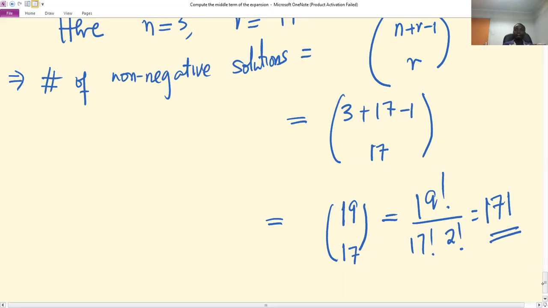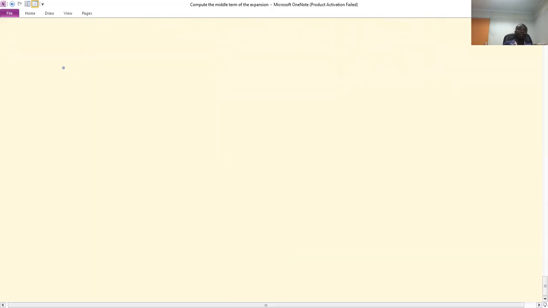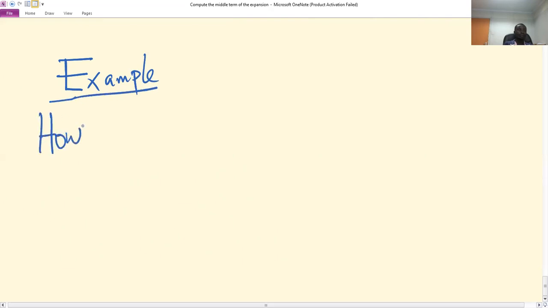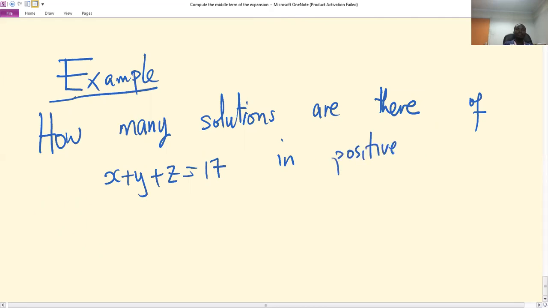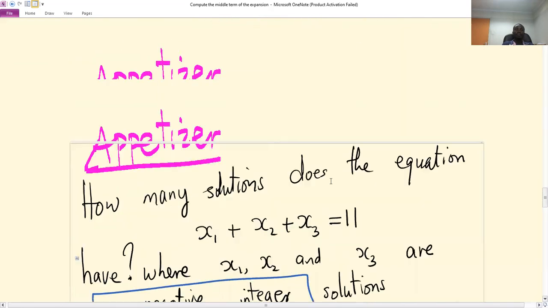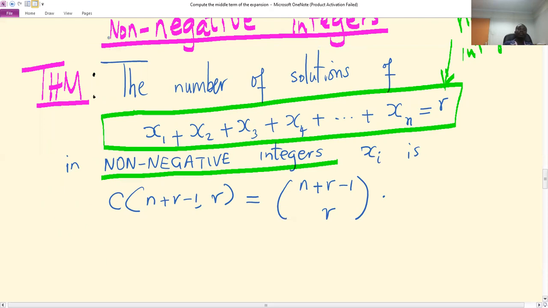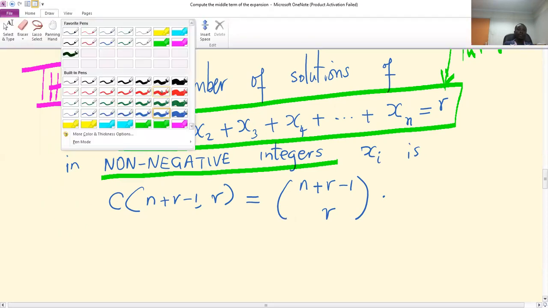And then lastly, example: how many solutions are there of x plus y plus z equals 17 in positive integers? So note that to apply the theorem, you need to be dealing with non-negative integer solutions. So this is a key term.